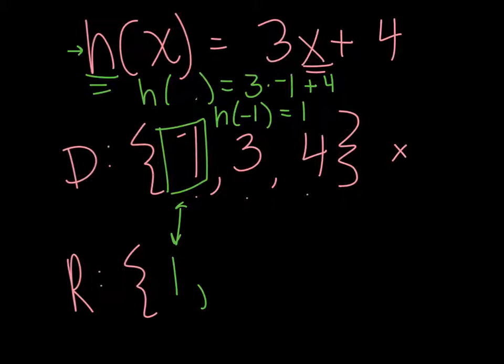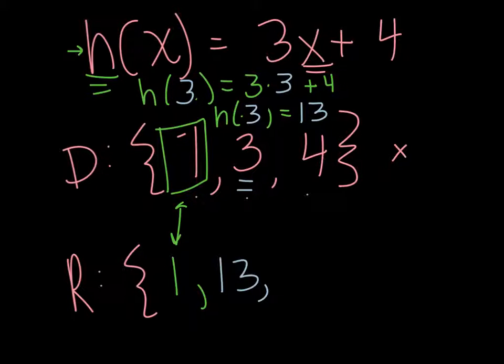Now, instead of -1, I'm going to plug in my next input, which is 3. So instead of putting in -1 for x, I'm putting in 3 for x. I do 3 times 3 plus 4, which is 13. So when x is 3, h of 3 is 13. I'm going to put 13 in my range as well.